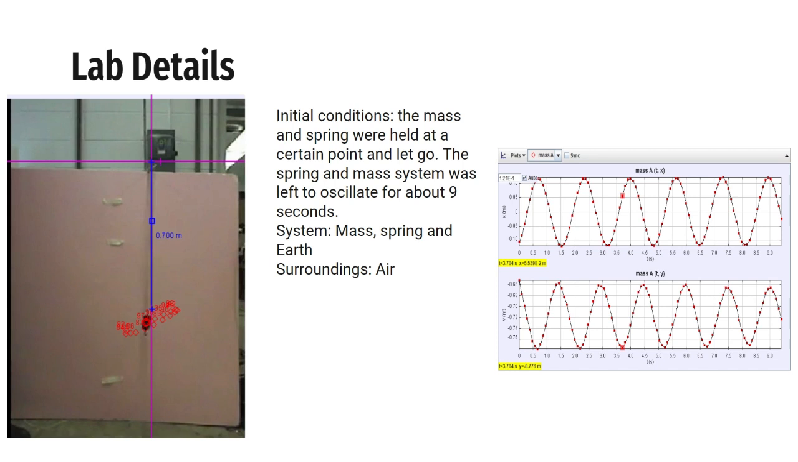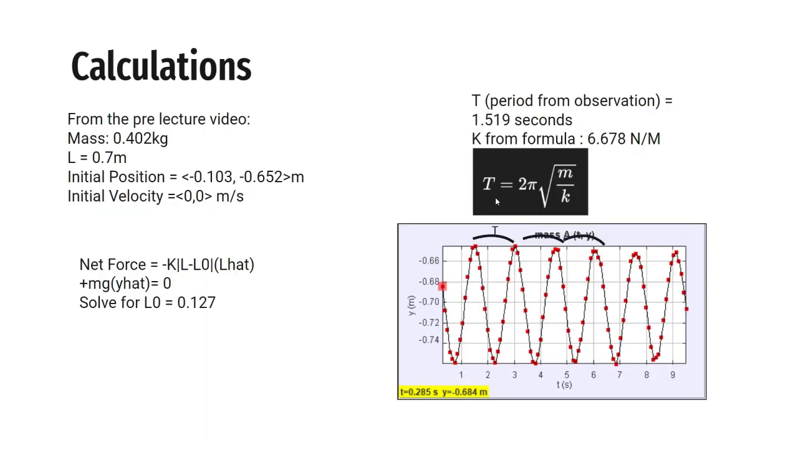The lab details: the initial conditions were that the mass and spring were held at a certain point and let go, and the spring and mass system was left to oscillate for about 9 to 10 seconds. I used Tracker to pinpoint the center of the mass, and the graph here shows what I got for the x and y position with time as the x coordinate. The system was the mass, spring, and Earth due to gravity, and the surroundings is air.